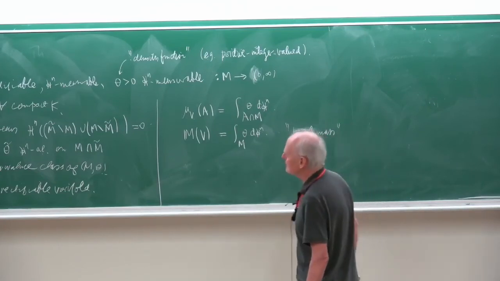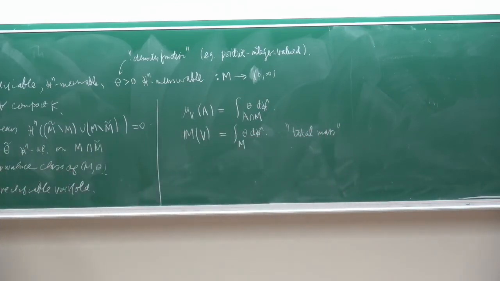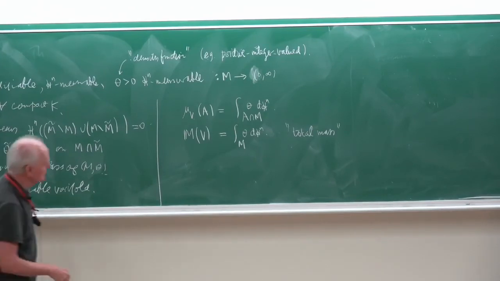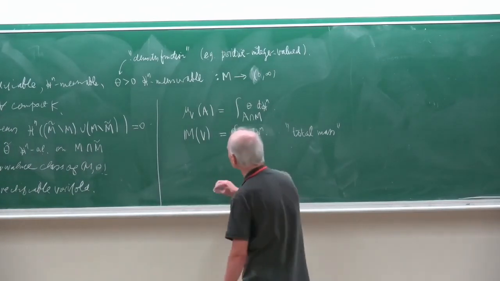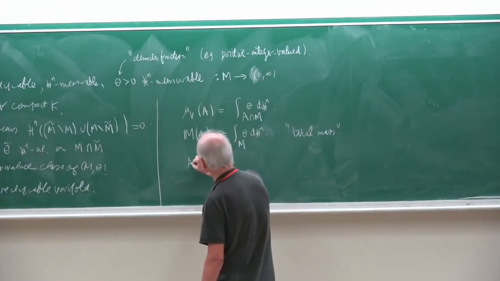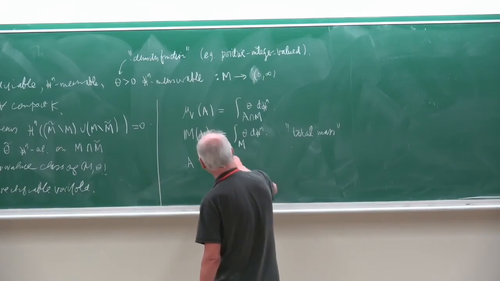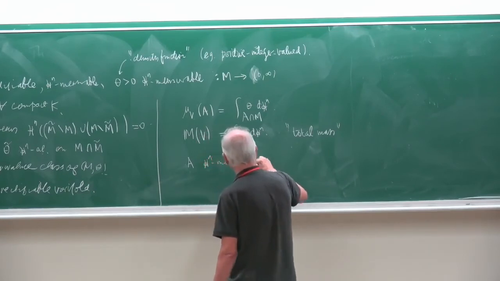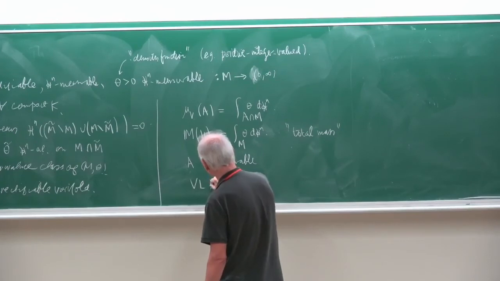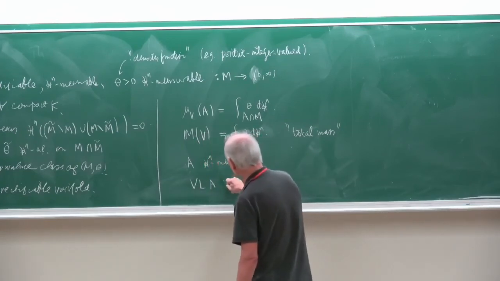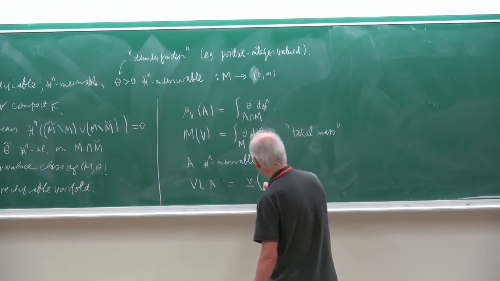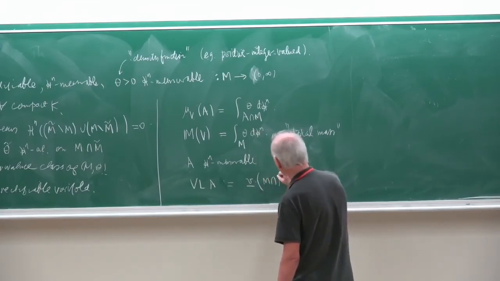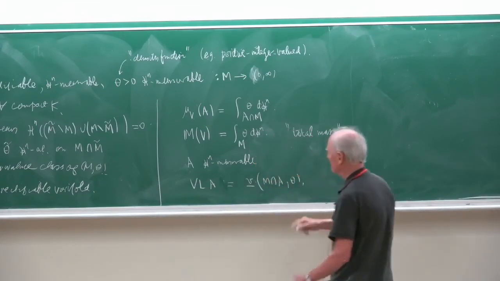Piece of jargon. And I think that's that. But we also need to talk about the idea of mapping varifolds. Oh, one other bit of notation. If A is Hn measurable, you can talk about V restricted to A. That's just the varifold that you get by taking the equivalence class of M intersect A, theta.